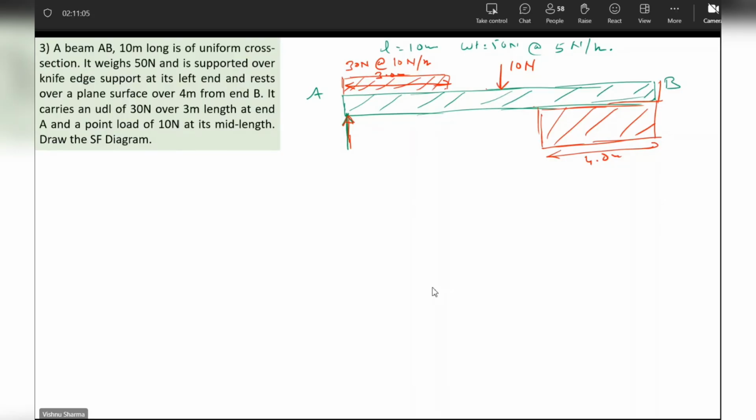Anybody has any questions to ask on the support? I put in a point support. I put in a plane support. I put in a UDL. I put in a point load. I've taken the beam of uniform cross section. So practically, other than the light beam, everything else that we have discussed until now is included in this particular question. Is this clear? Anybody has any questions, guys? Please speak up.